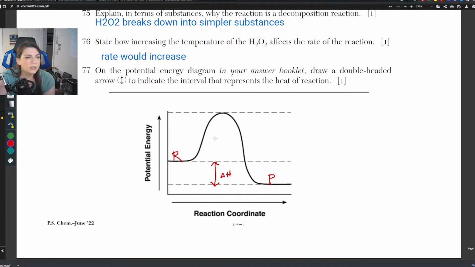This, again, is an exothermic reaction. We know this because this is losing energy over time. The delta H would be negative because in order to calculate delta H, we do the products minus the reactants. Products are obviously a lower number than reactants.